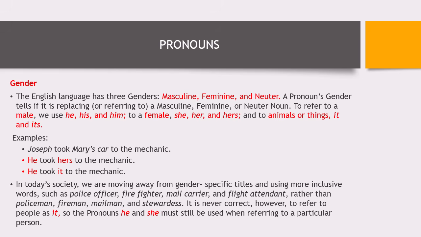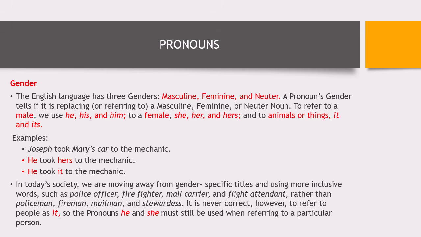Examples: Joseph took Mary's car to the mechanic. He took hers to the mechanic. He refers to Joseph. Hers refers to Mary. He took it to the mechanic. He refers to Joseph. It refers to the car.